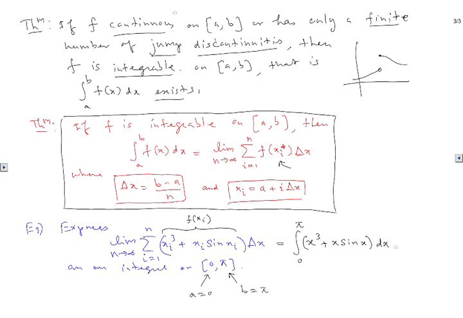You can do a thousand of them. You just need to figure out the lower limit and the upper limit, and then figure out the function. In the function you replace xi by x, and delta x is simply replaced by dx. Okay, good. It's easy, it's not that bad. So let's continue.